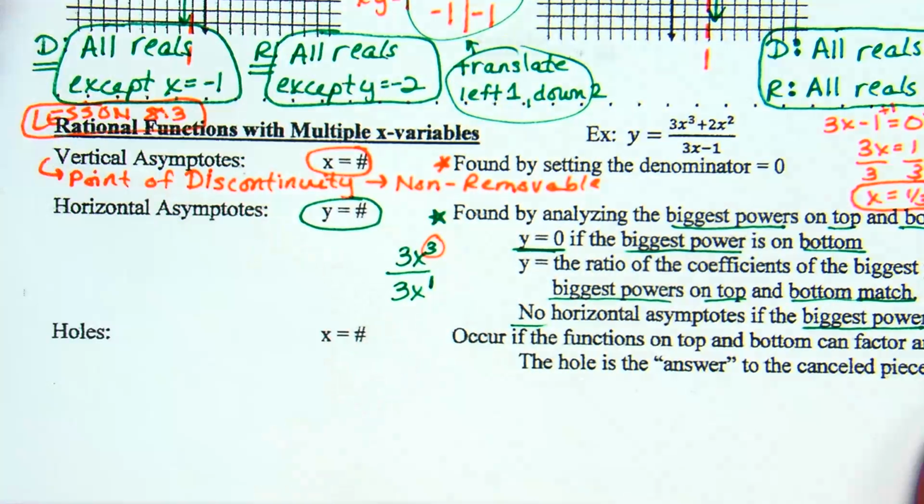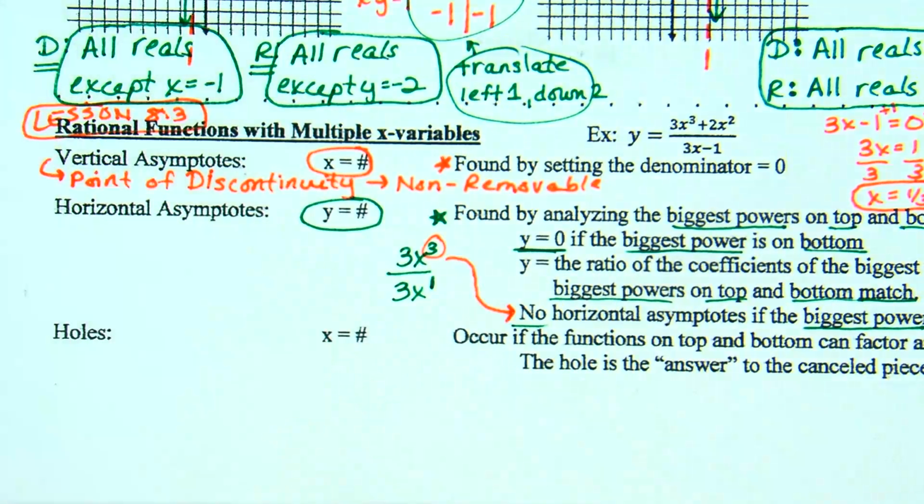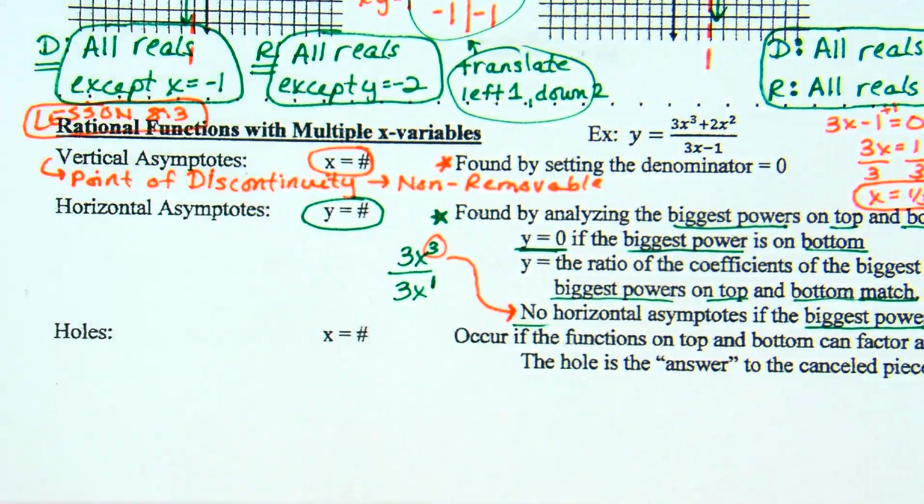What if the bigger power, what if that 3 was on bottom? What if this fraction was upside down? It'd be y equals 0. What if these powers match? What if they were both 3x squared? The ratio of the coefficients.